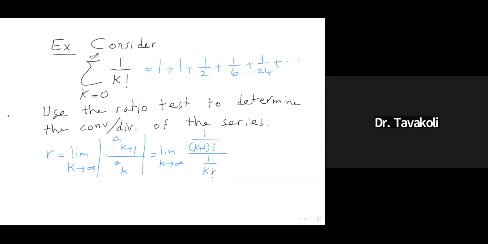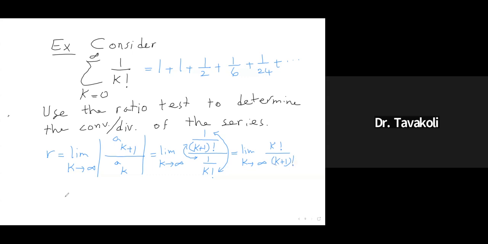Let's calculate this limit to see whether we get something less than 1 or more than 1. Or if it is equal to 1, the test is inconclusive and doesn't get us anywhere using this test. But let's see. If I simplify this fraction, 1 times k factorial goes to the top, and 1 times (k+1) factorial goes to the bottom.